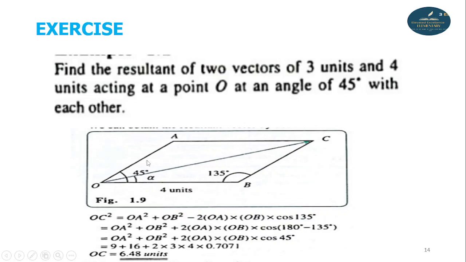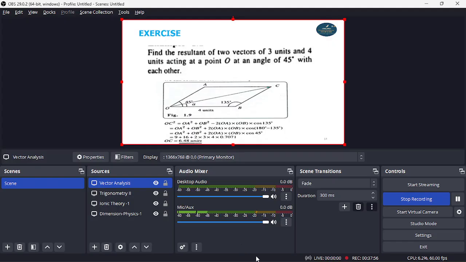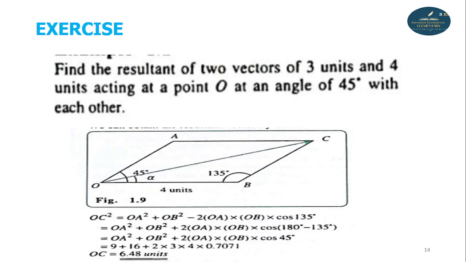Find the resultant of two vectors of 3 units. Again, the first exercise: find the resultant of two vectors of 3 units and 4 units acting at a point O at an angle of 45 degrees with each other. So how do we do that? Now let's take the question.